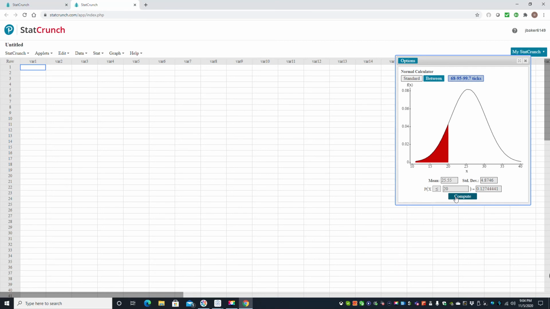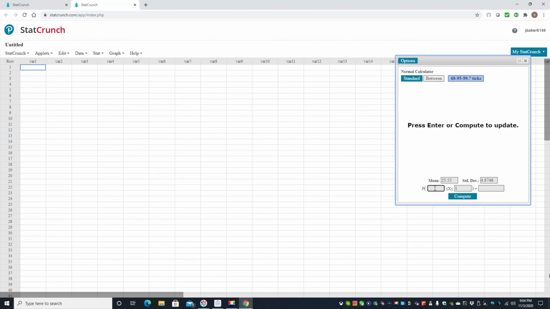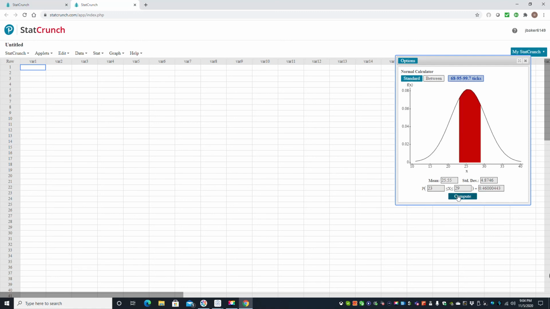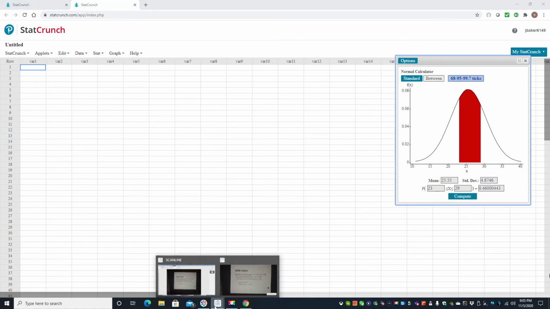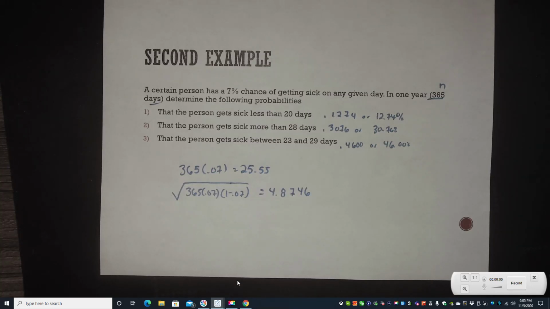While I'm at it, I'm going to get all of these done real fast. The next question asks about a person getting sick more than 28 days. I'll switch this over and use 28 days, which gives 0.3076, or 30.76%. Then we go in between 23 and 29, and that's going to be 0.4600, or 46%. Then I'll flip this back so you can see all the writing, and that's pretty much it. Pretty simple.